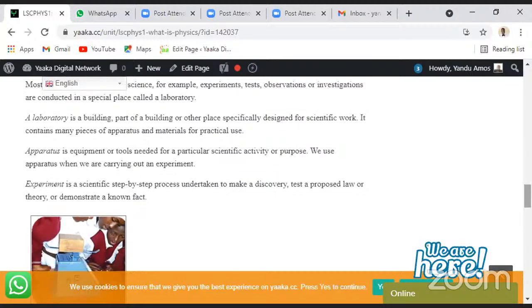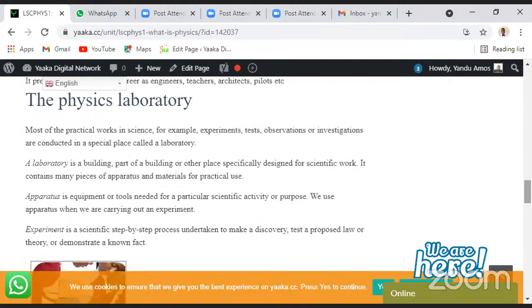So we now move to the physics laboratory. We look at the apparatus, which are the tools or the equipment needed in carrying out activities. We find these in the laboratory, and we use them for carrying out experiments. We did say it is a step-by-step process.